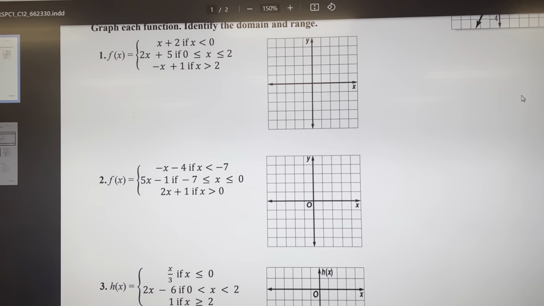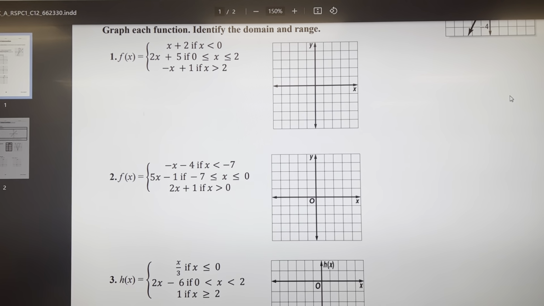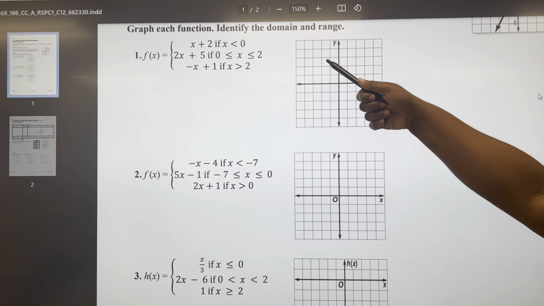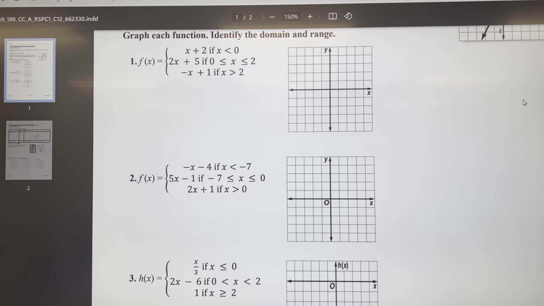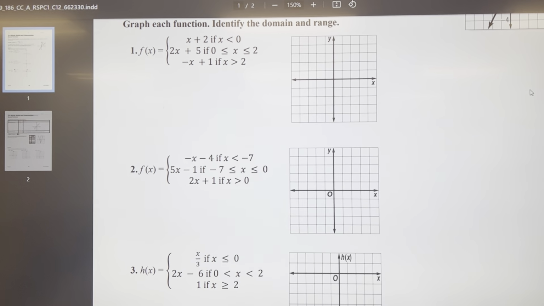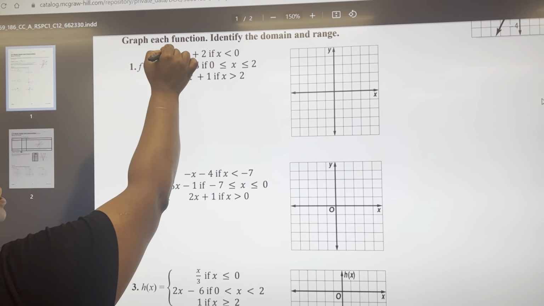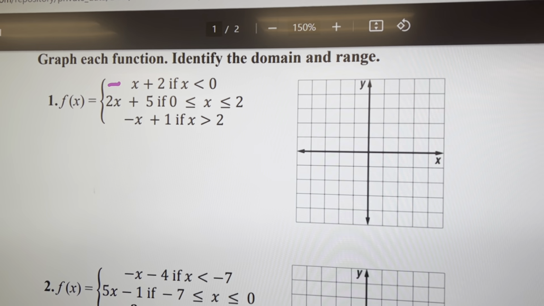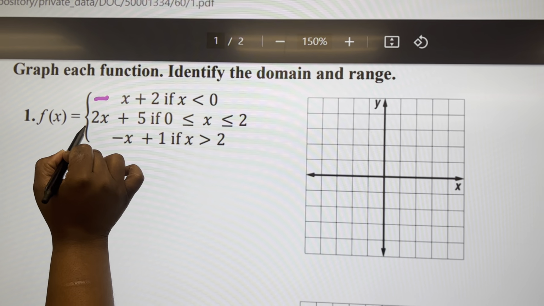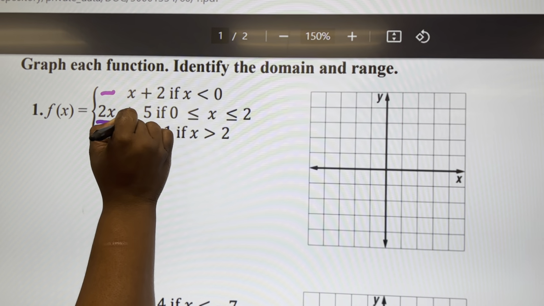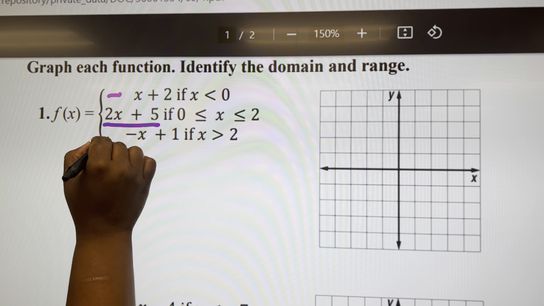Number 1. All right, it wants me to graph my function and identify the domain and range. So I know over here my domain on the first one, and I'll do colors like I did before. My first line is going to be pink, since I'm already on the pink color. My next line I'm going to say is going to be purple. I like using the pretty colors. I'll underline this in purple. And then my next line is going to be blue. I'll underline this one in blue.